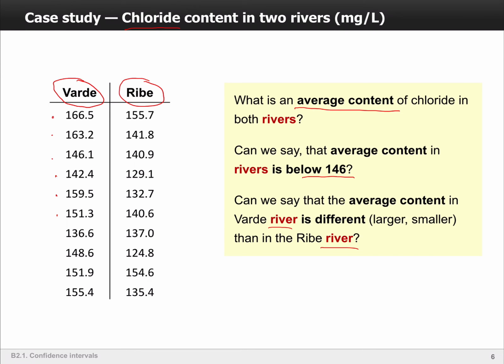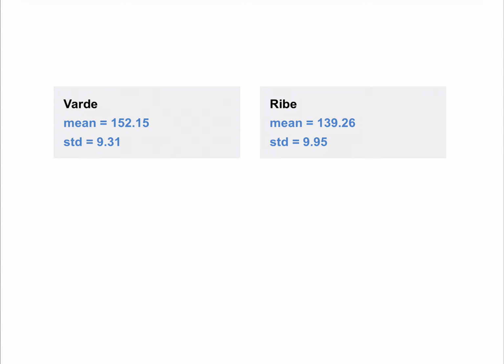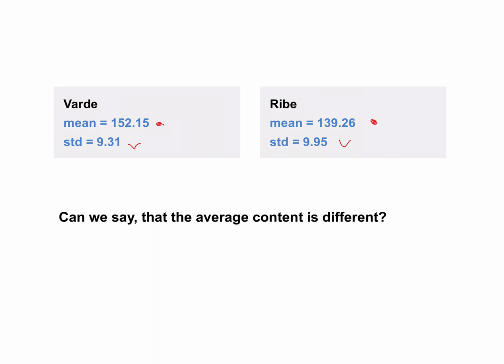Well, the first step is, of course, taking the sample, and we have already the sample, we have already the data values. So the second step is to calculate different statistics that describe your sample. So these are statistics. The mean chloride content in Vade is 152 milligrams per liter, and the mean chloride content in Ribe is 139 milligrams per liter. And the standard deviations, you see, they are pretty close to each other. It's about 10.